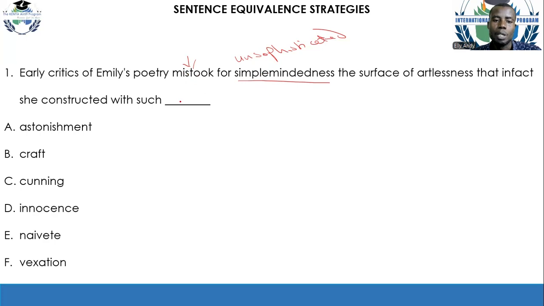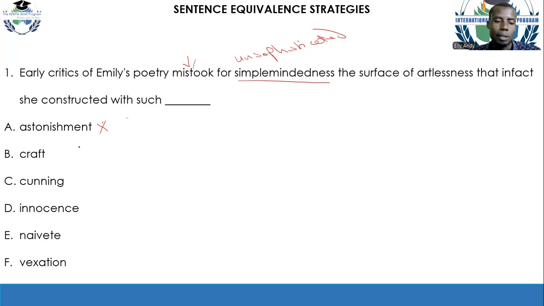That is what we should be looking at here, because if they mistook the poetry for simple-mindedness, then it makes sense that the poetry was not actually the work of a simple-minded process. So Emily constructed the poetry with such maybe sophistication. Looking at the answer choices, we should be looking at something that mirrors the idea that Emily's work was sophisticated. So with that, looking at choice A, astonishment, won't make sense because it's not giving us the same idea.